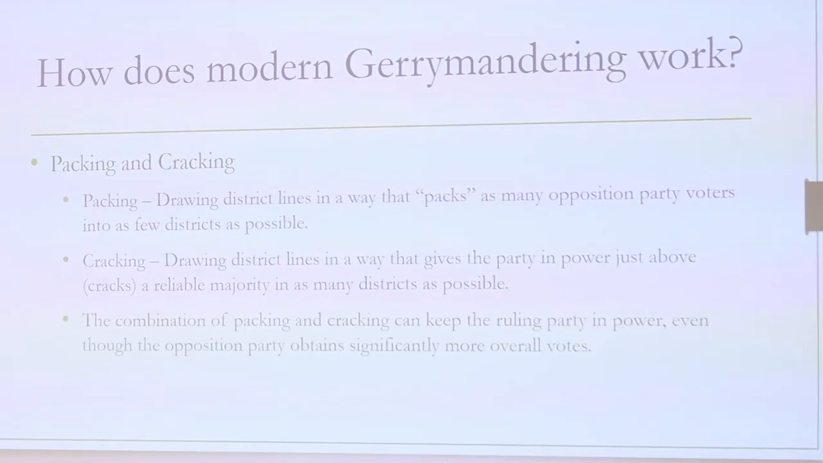So using these two strategies in combination is what makes gerrymandering so effective, and it allows the ruling party, the party that's in power, to dominate the elections, even though the opposing party obtains significantly more votes. Using gerrymandering, the minority party can actually still glean more seats in Congress.